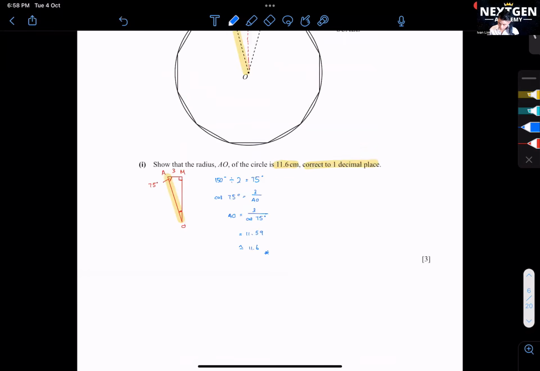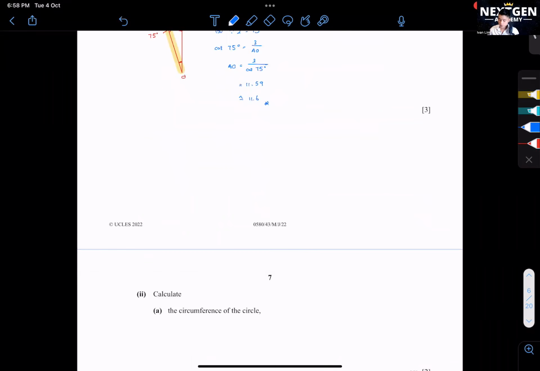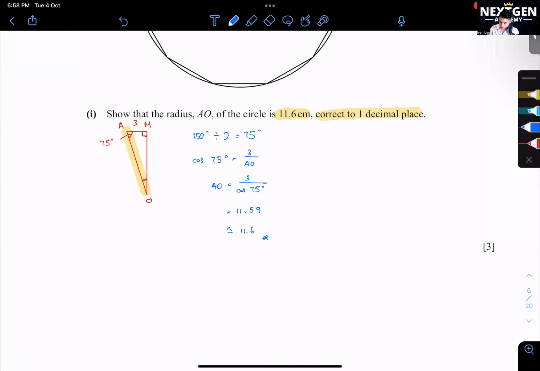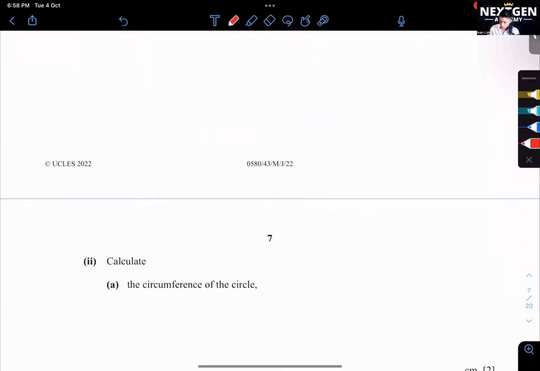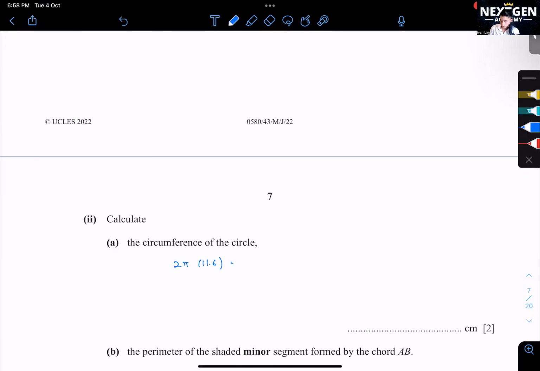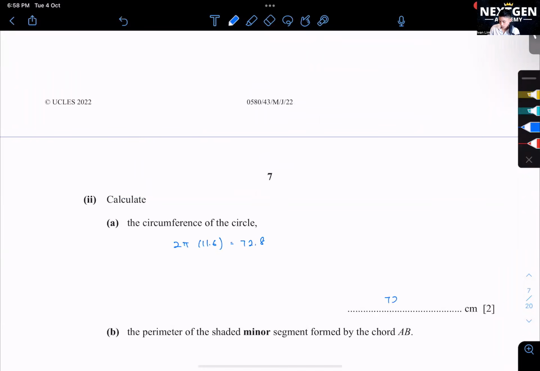Okay, so circumference of the circle, how to calculate circumference will just be 2 pi r, right? So with this AO is also your radius. Therefore, I just need to do 2 pi r, which is 2 pi times 11.6. Type in the calculator, you'll get 72.8. Okay, 72.8 cm.